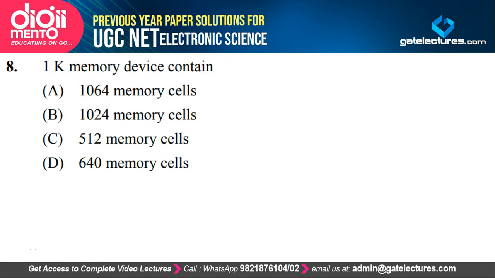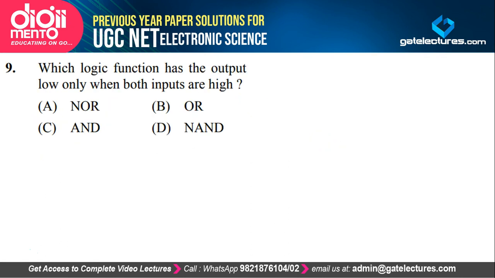So look at the next question now. A 1K memory device contains how many memory cells? See, 1K refers to 2 to the power 10. This K means 2 to the power 10, which is equal to 1024. So in 1K memory, there are going to be 1024 cells, 2 to the power 10 cells. So option B is going to be the correct one here, right? 1K means 2 to the power 10 cells. Fine. Now look at the next question.